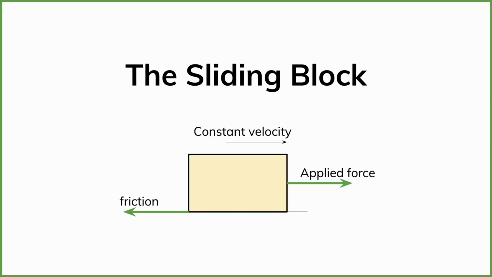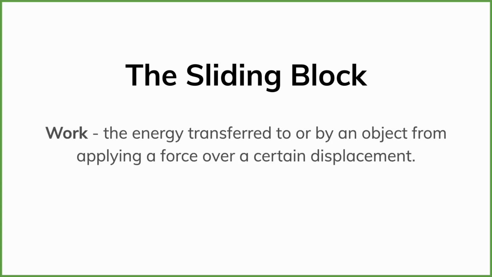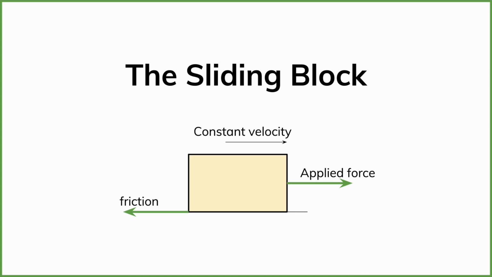One way to think about internal energy is to look at this example of the sliding block. We have a block, we're applying a force, there's a force of friction, and the block is traveling at a constant velocity. So the applied force and the frictional force are equal, the forces are balanced. Now we want to look at the definition of work. Work is the energy transferred to an object by applying a force. We are doing work in this case because we are applying a force over a distance, so there is energy being transferred to this block.